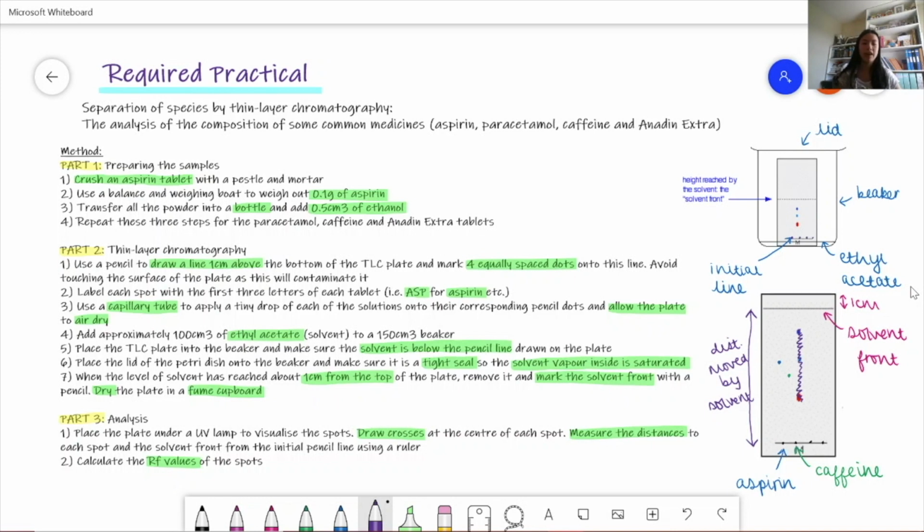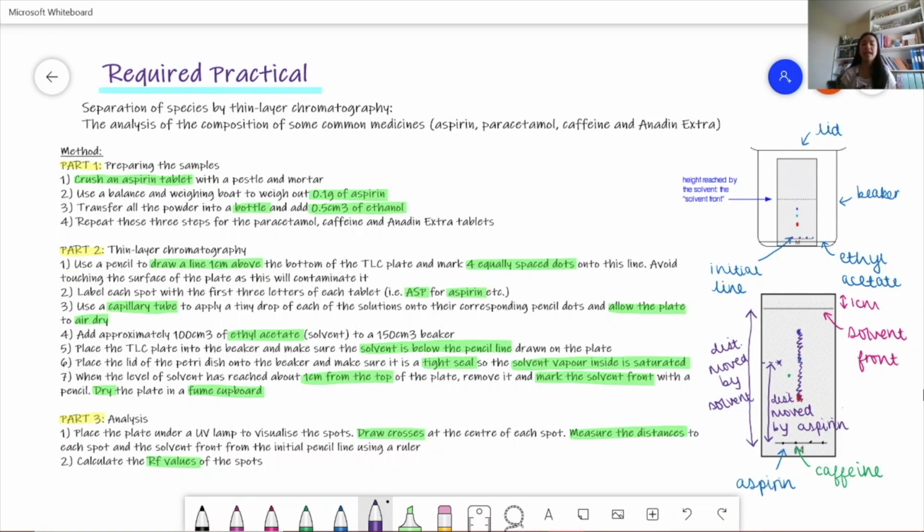And then, for example, for aspirin, what we would do is mark a cross at the center of the spot, and then work out what this distance is here from the central part of the spot to the initial line. And so this is the distance moved by aspirin. And then you would just calculate the RF values of all of these.